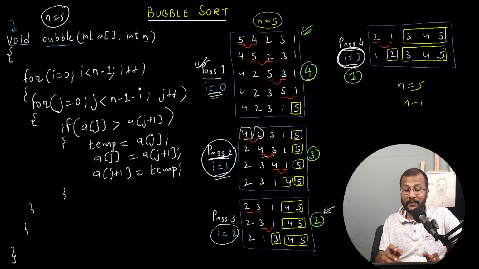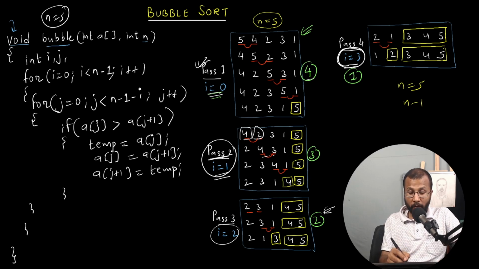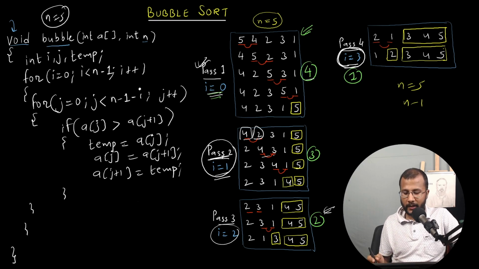Okay, so once this entire thing runs in a loop, it should be able to produce our output of a sorted array. In this function, I'll also be needing some variables that I have not declared. So I'll have to declare the variables i and j for running my loop, and I'll be needing one more variable, temp, for performing this swap operation. Okay, so this is the function for performing bubble sort.